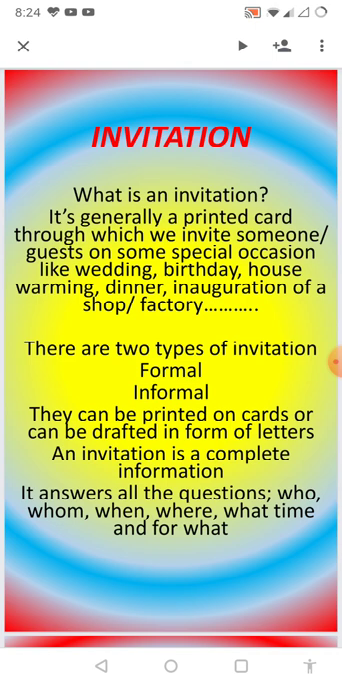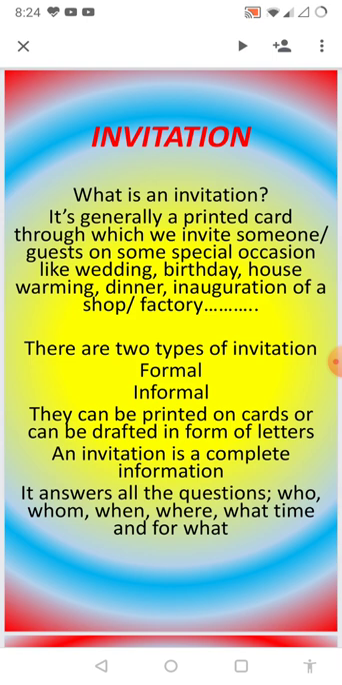It is generally a printed card through which we invite someone, a guest, on some special occasion like wedding, birthday, housewarming, dinner, inauguration of a shop, factory, etc. So you already know when do we write an invitation? When we have some special occasion, some party at home, or any inauguration or program, we want to invite somebody or people to that function. So we write an invitation for that.